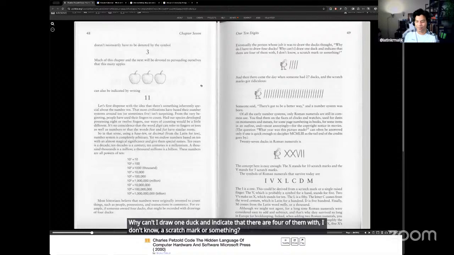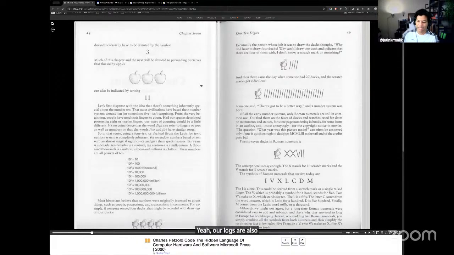Yeah, our logs are also on base 10 that we use, Sachin.